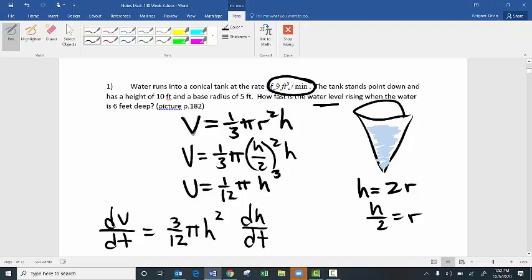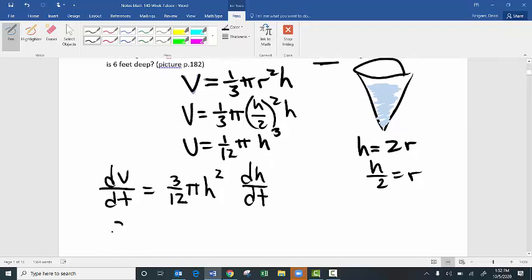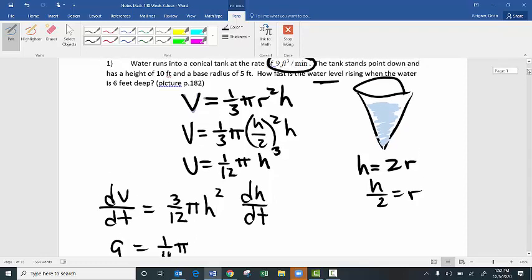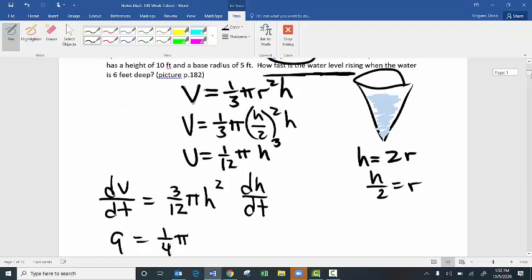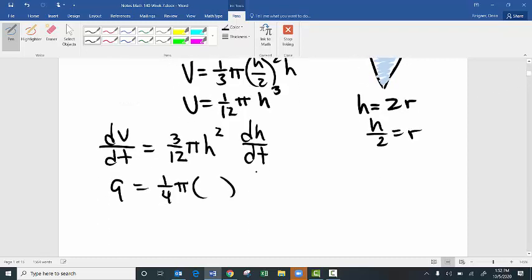Feet cubed is a volume measurement per unit of time, per minute. So that tells you something about how the volume is changing. So we're going to put 9 in for that. This is 1/4. We'll just simplify pi. So now it says we want to figure out how the height is changing. How fast is the water level rising? So that's a rate on how the height is changing. So we want to find dh dt.